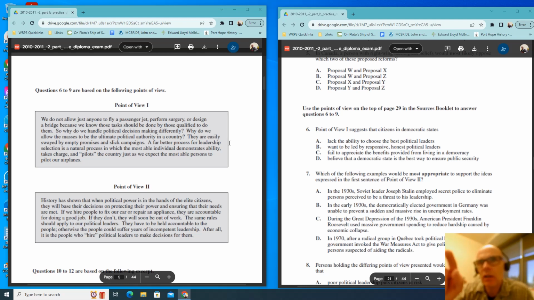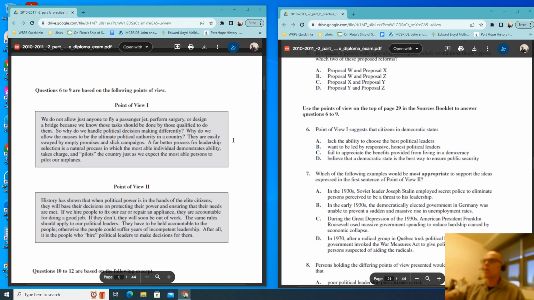We do not allow just anyone to fly a passenger jet, perform surgery, or design a bridge, because we know those tasks should be done by those qualified to do them. So why do we handle political decision making differently? Why do we allow the masses to be the ultimate political authority in a country? They are easily swayed by empty promises and slick campaigns. We lack the ability to choose the best leaders. We're swayed by promises and slick campaigns. So we lack the ability to differentiate between what is honest and what is not. We're picking the wrong candidates based upon popularity, not based upon substance. A far better process for leadership selection, lack the ability to choose, right, is a natural process in which the most able individual demonstrates ability, takes charge, and pilots the country.